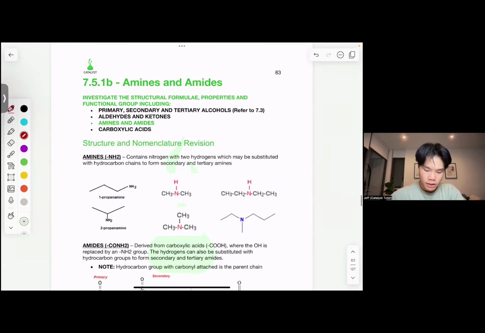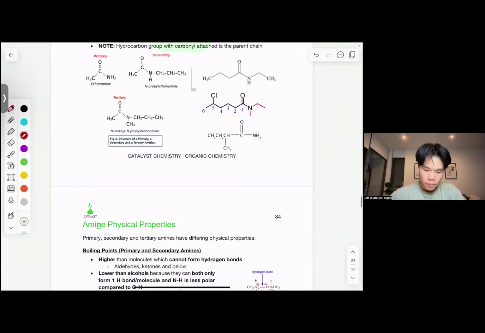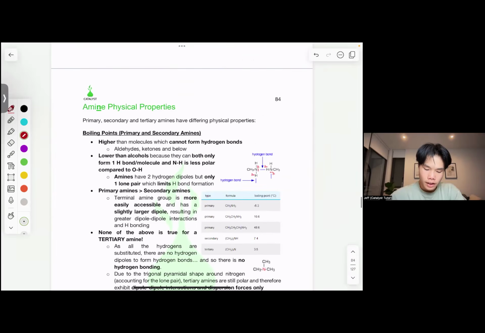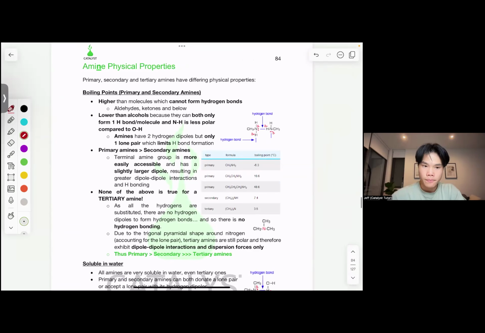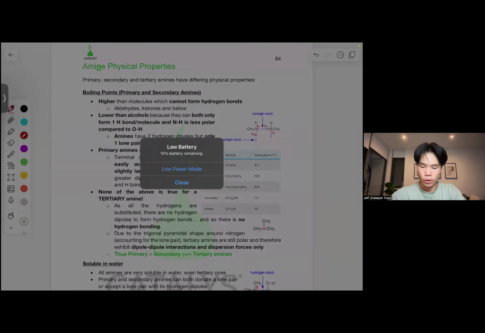Okay, amines, amides. We said before, we've named these at the start, so we know how to name them. Physical properties: there should be high melting point and boiling point, because they can form H bonds.